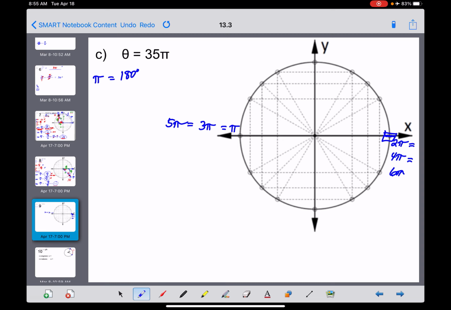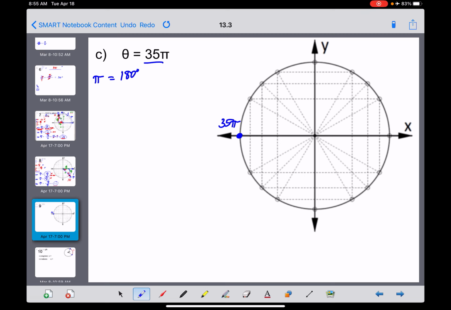But pi with an odd coefficient is going to end up right over here. And that's what we're looking for here, guys. 35 pi. Okay, so that one is going to be pointed straight over to the left. So a little bit of exploration right there, but I'm not sitting there going around the unit circle 17.5 times. This angle right here, guys, is 35 pi.